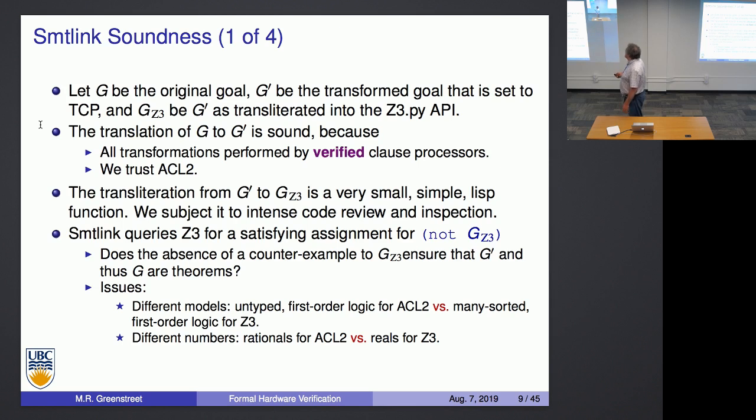The basic soundness argument says that ACL2 is in first order logic, so if something is not a theorem, there must be a model for a counterexample. What we do is we say there must be a model in the logic of ACL2.